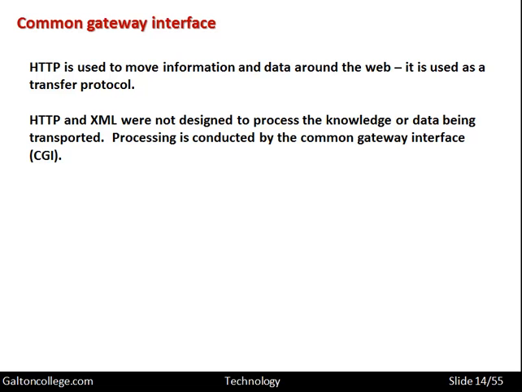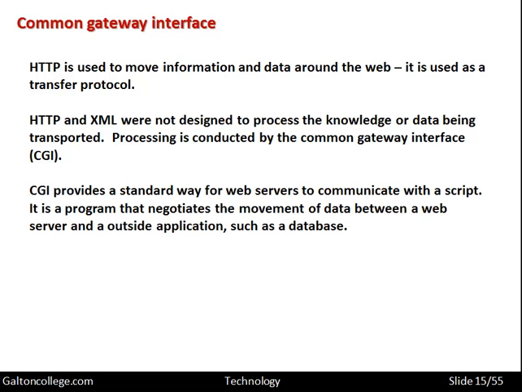HTTP and XML were not designed to process the knowledge or the data being transported. Processing is conducted by the Common Gateway Interface, CGI. So both HTTP and XML simply move the data. They enable access to the facilities, and they move the data from the point where it resides to the user interface, to the browser or whatever the user is using. But it doesn't process the information. That's done by the CGI.